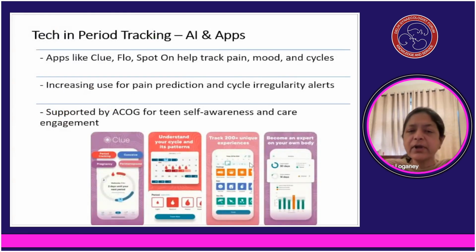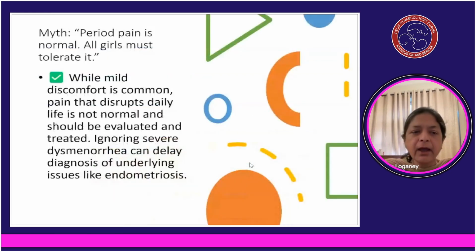The other thing I found in ACOG, of course, the other guidelines also advocate this, but this is saying that there is to use the artificial intelligence, and there are so many apps that are available, apps like Clue, Flow, Spot On, to assess menstrual cycle, pain, mood, the flow of the cycle regularity. And so now I'm going on to the various 3-4 slides which tell us the myths that are very common amongst the parents of our patients.